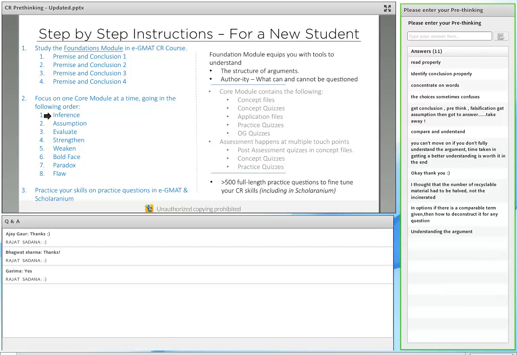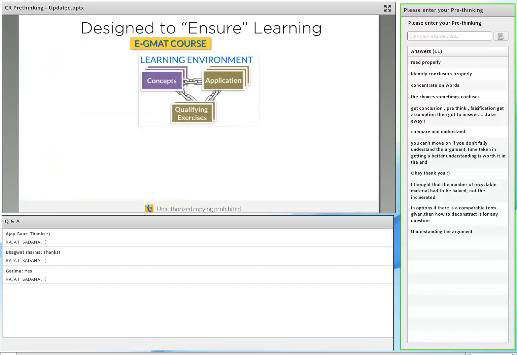Overall, you're going to practice more than 500 full-length questions in critical reasoning. These are e-GMAT questions, not official questions. If you add the official questions on top of it, it's close to 1,000. You will not run out of questions. Actually, you probably need half as many questions.